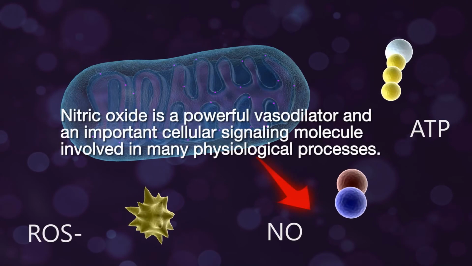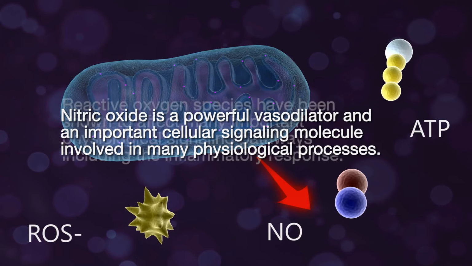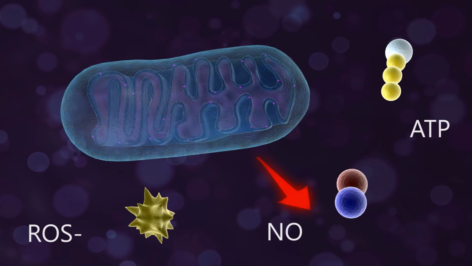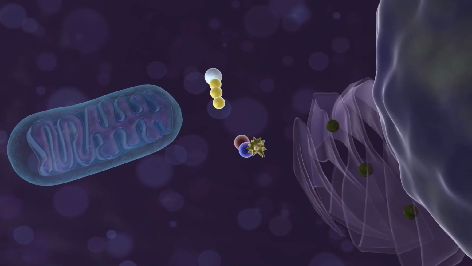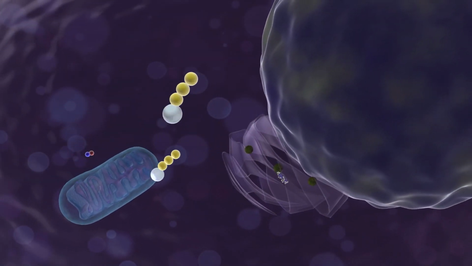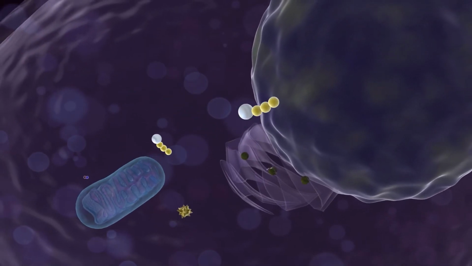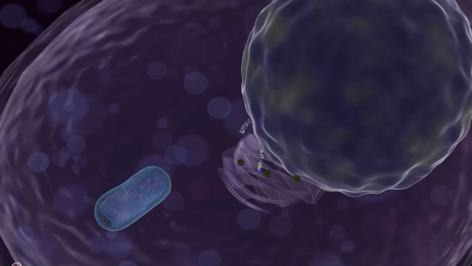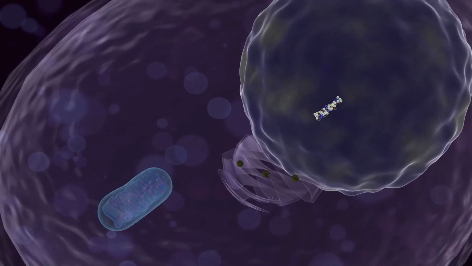Nitric oxide is a powerful vasodilator and an important cellular signaling molecule involved in many physiological processes. Reactive oxygen species have been shown to affect many important physiological signaling pathways, including the inflammatory response. In concert, the production of these signaling molecules has been shown to induce growth factor production, to increase cell proliferation and motility, and to promote extracellular matrix deposition and pro-survival pathways.